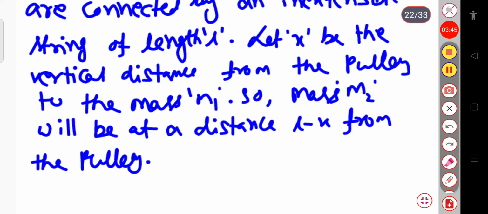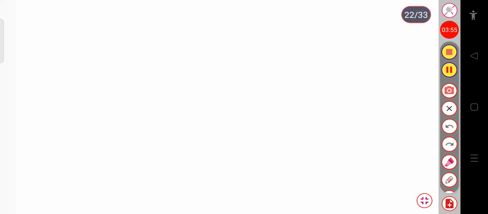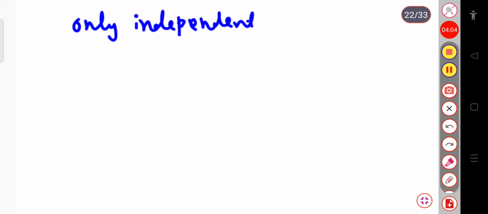So here we can say that the only independent coordinate is x. Only independent coordinate is x. Now we can calculate the velocities of the two masses.